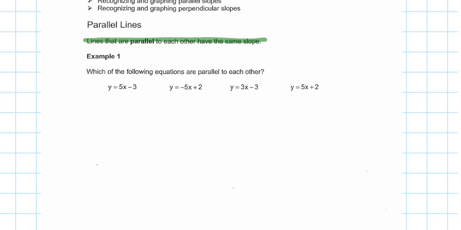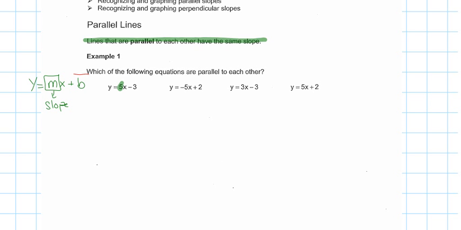Now, let's go back and read this, okay? Lines that are parallel to each other have the same slope. Can you guys tell me what the slope is in this equation? So which one indicates the slope? 5, right? Because remember, the equation of the line is y equals mx plus b, where m is the slope and b is the y-intercept.